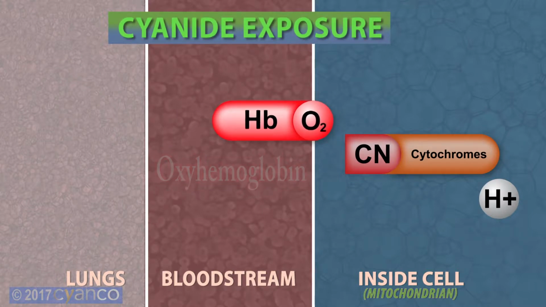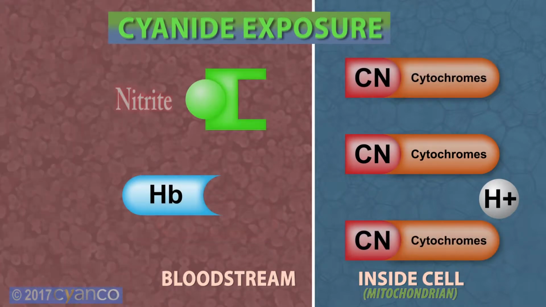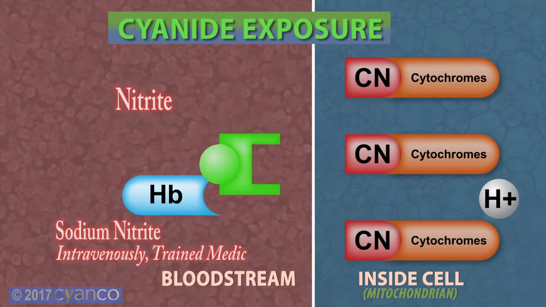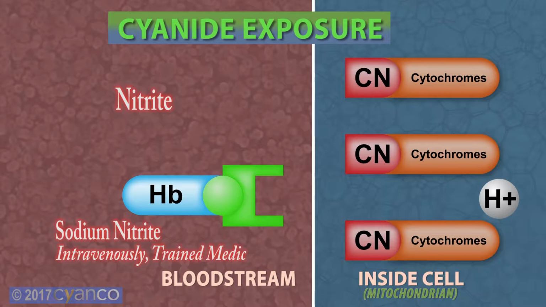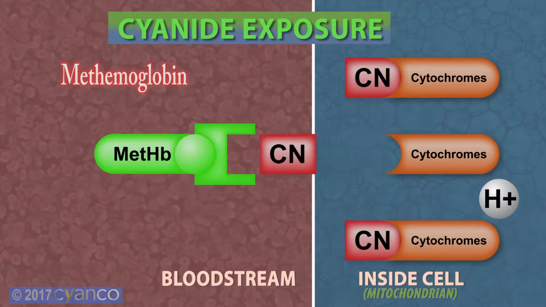So how do the antidote therapies work to reverse the effects of cyanide? The nitrites, from either amyl nitrite administered by a first responder or sodium nitrite administered intravenously by a trained paramedic, nurse, or doctor, convert hemoglobin into methemoglobin. Methemoglobin has a strong affinity for cyanide and will extract the cyanide from the cytochromes.